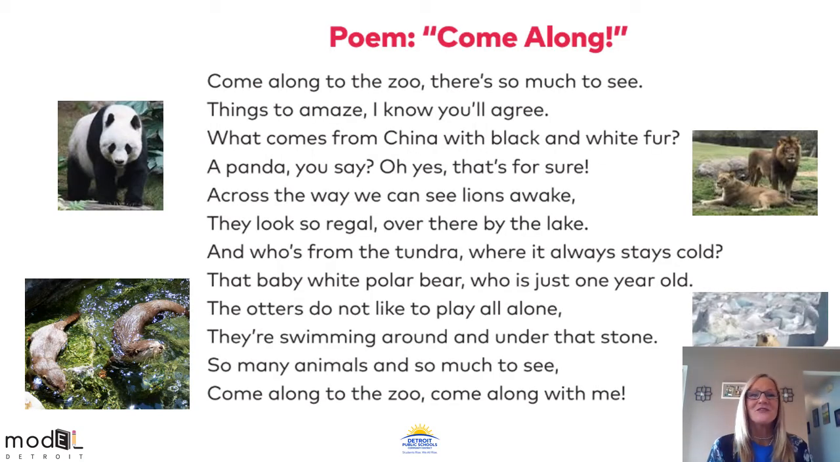Let's do our first read of the poem, Come Along. Come along to the zoo. There's so much to see. Things to amaze. I know you'll agree. What comes from China with black and white fur? A panda, you say? Oh yes, that's for sure. Across the way we can see lions awake. They look so regal over there by the lake. And who's from the tundra, where it always stays cold? That baby white polar bear who is just 1 year old.